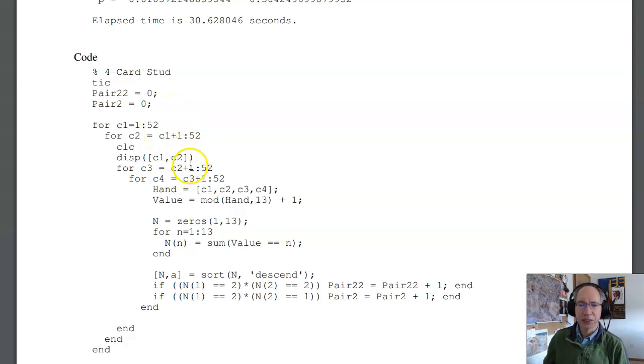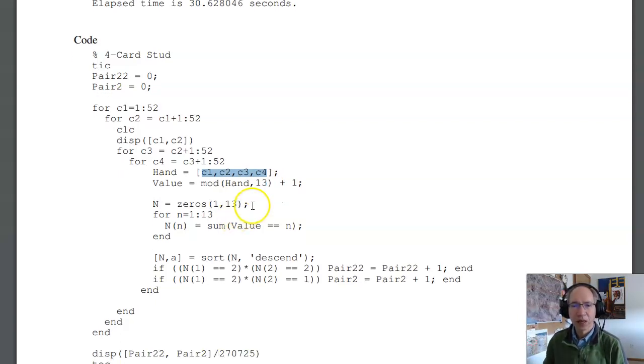C3 is the next card up. C4 is the next card up. So my first hand is going to be the ace, 2, 3, 4 of spades. And so on for the entire deck. Again, nested for loops. Here's my hand. The value is take the hand mod 13. So it's going to go 1 through 13, ace through king, repeat, ace through king, ace through king. The suits, I don't care about in this problem.